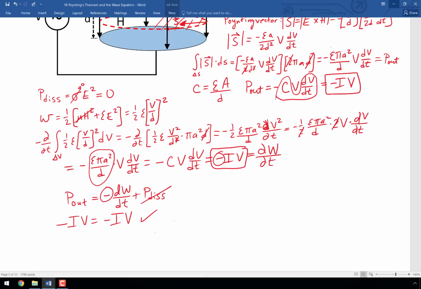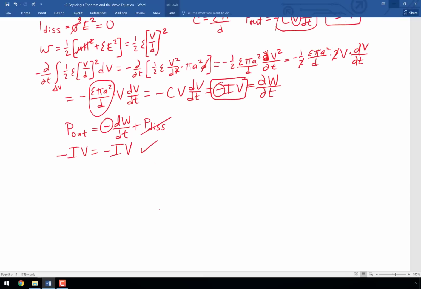And so, sure enough, we find not only can we calculate the power that's entering the system, not only can we calculate the power that's being stored in the energy of the system, but they in fact balance each other out. So this is one example that does seem to give us some support for Poynting's theorem being correct.